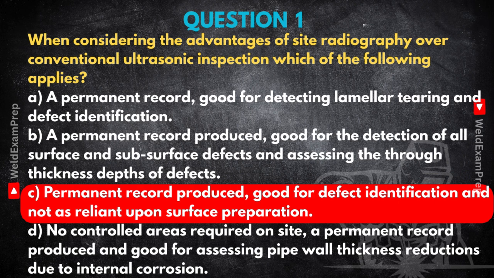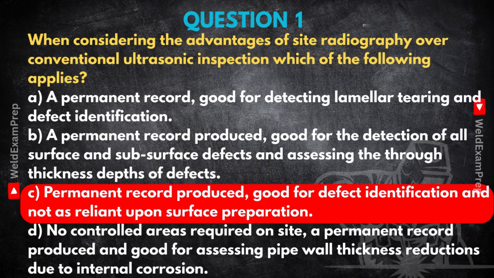You mentioned lamellar tearing. Yeah, option A. Right. While radiography can sometimes pick it up, conventional UT is often much better for detecting planar flaws like that, especially if they're oriented parallel to the surface. UT can often give you better depth information too. And option D is just plain wrong about controlled areas. Radiography uses X-rays or gamma rays, that's ionizing radiation. You absolutely need strict safety zones and controls. Major safety implications there.